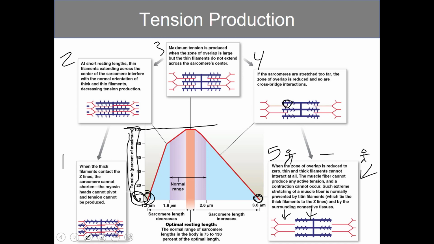The maximum tension is produced when the zone of overlap is large, but the thin filaments do not extend across the center of the sarcomere. That is referred to as the optimal resting length. In addition to the optimal resting length, we have the normal range, which is identified there.